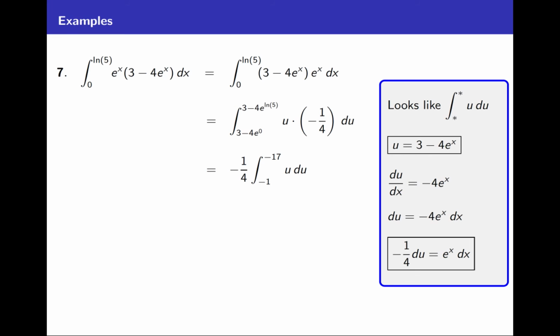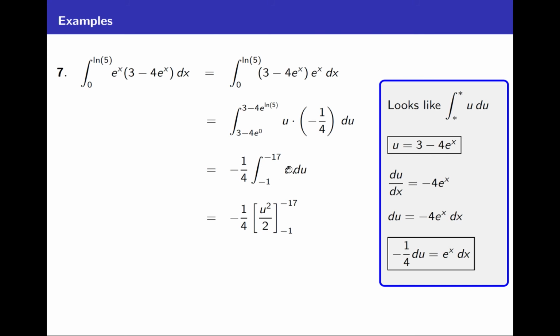So let's simplify that. Bring out that negative 1/4. And let's see. Up here, e to the ln 5 is 5. So this is 3 minus 4 times 5. That's minus 17. And here, e to the 0, remember, is 1. So that's 3 minus 4 times 1, which is minus 1. So we get negative 1/4 integral from minus 1 to minus 17 of u du.